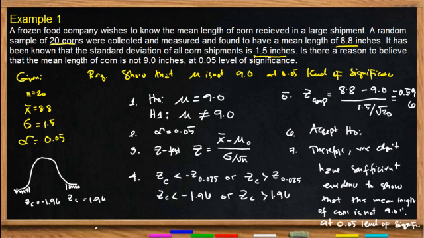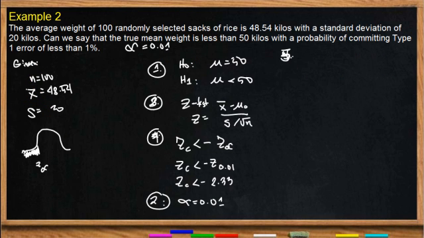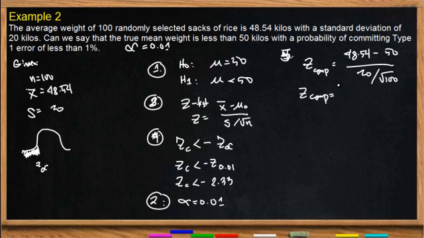compute ato ang actual value sa atong test statistic. So simple lang kayo ang steps. So atong i-compute ang value sa ato ang test statistic. So z computed is equal to x bar is 48.54 minus mu o is 50 divided by what is s? That's 20 per square root of 100, and therefore z computed is equal to negative 0.73.